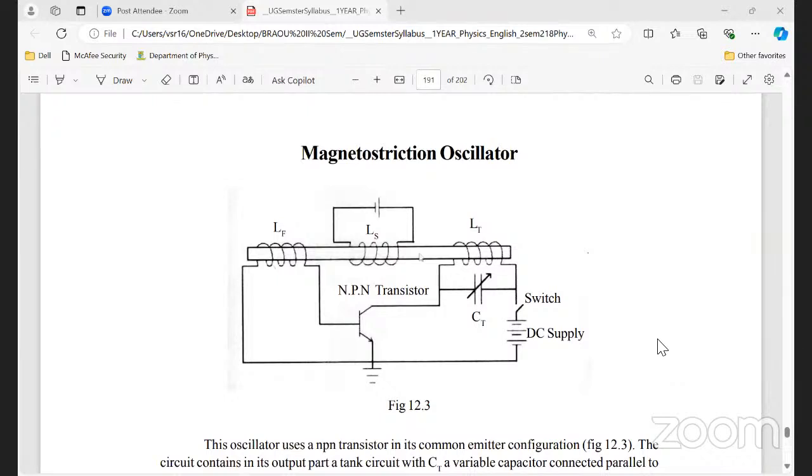In this case, an NPN transistor is there. Here also a CT and LT tank circuit is there. LF and the other coil, LS, the secondary coil, is there. A switch is there, and a DC supply is there. So where is the substance? The substance is here only. This is the rod, the ferromagnetic substance here, so that the length should increase or decrease.